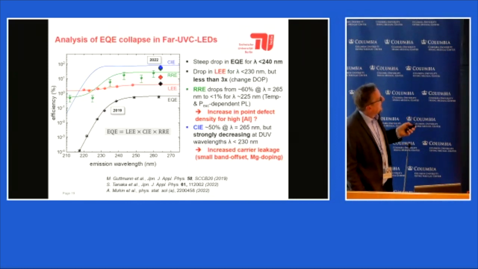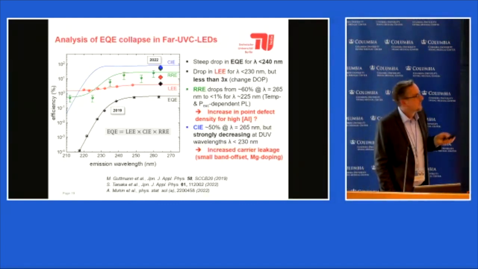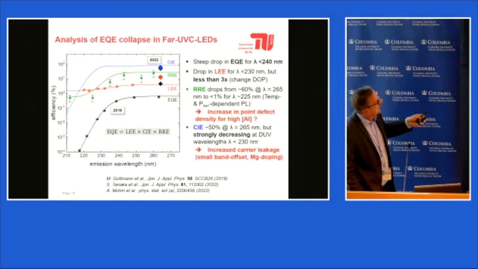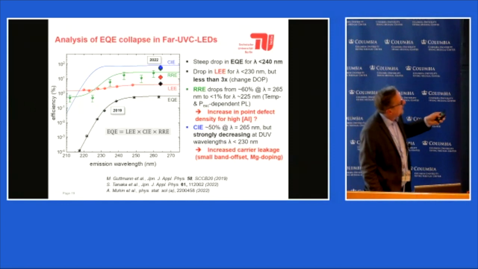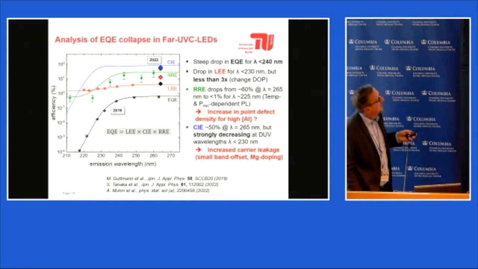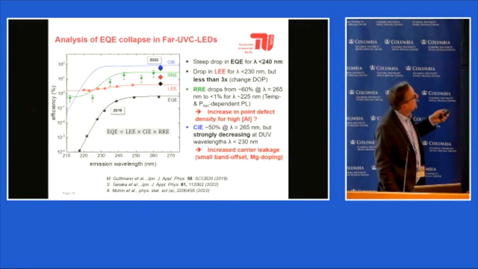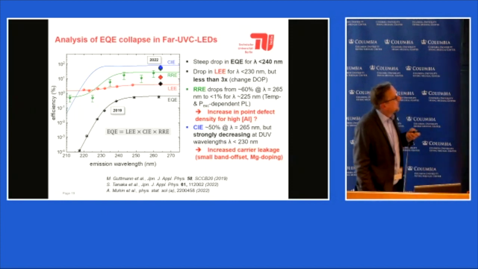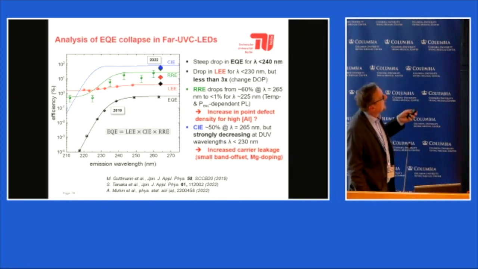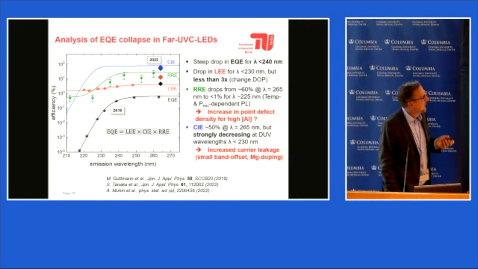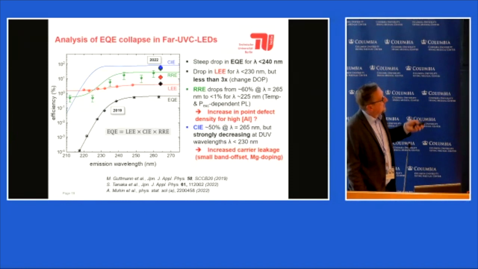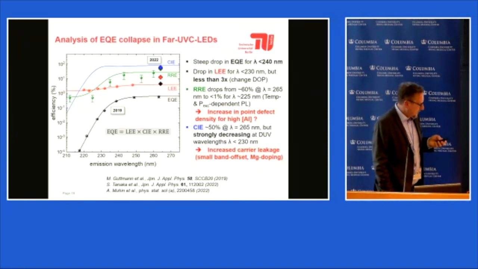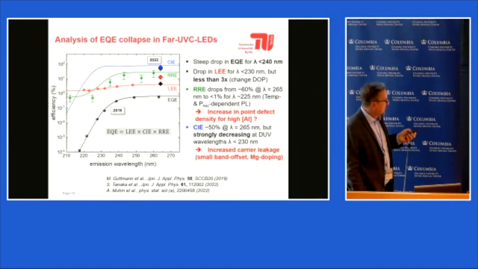It's a complicated slide, but basically it plots all the three parameters that I mentioned: the light extraction efficiency, the current injection efficiency, and the radiative efficiency. So overall, the external quantum efficiency drops very rapidly at shorter wavelengths. This is, of course, 2019 data. And if you analyze which factor contributes, partly the light extraction efficiency drops, partly the radiative efficiency drops. And that has to do with these point defects that I already mentioned that become more and more prevalent at higher aluminum content at shorter wavelengths. And then also the current injection efficiency is dropping. And the question is: are these physical limits of the technology, or can we improve and engineer better devices?